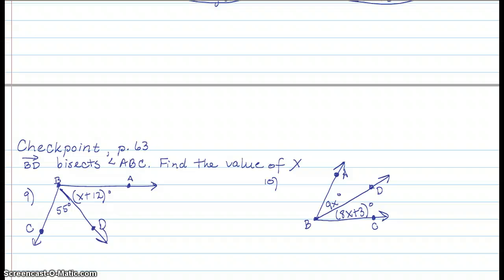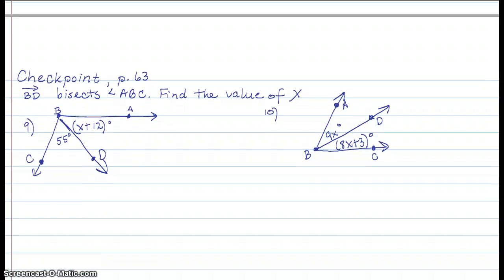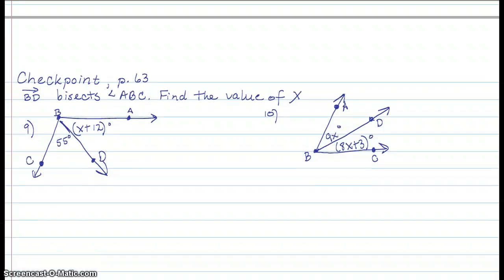Okay, so number 9 and 10, the directions are that ray BD, right here, ray BD, it's an angle bisector. It bisects angle ABC on both of these. So that means that both of these angles here are congruent and both of these angles here are congruent. And you're going to find the value of x. It's not asking you to find the degree measurement of each angle, although we may do that, but it's asking you to find out what x is.